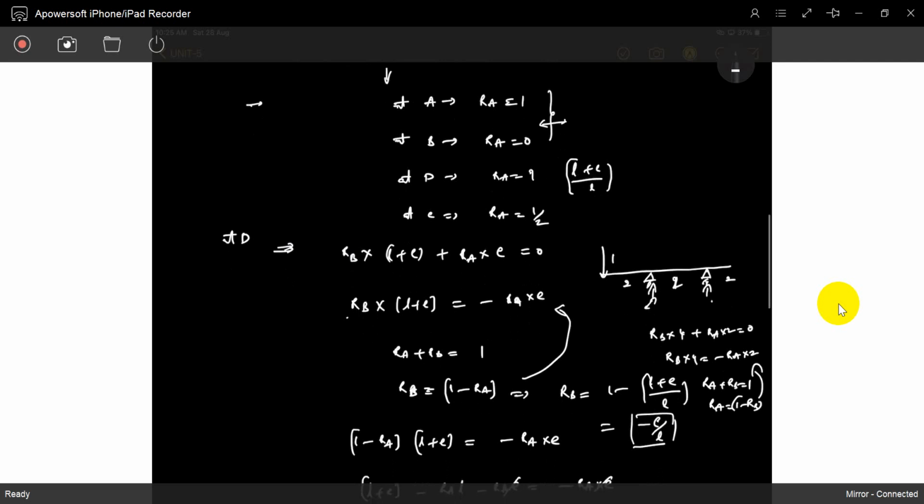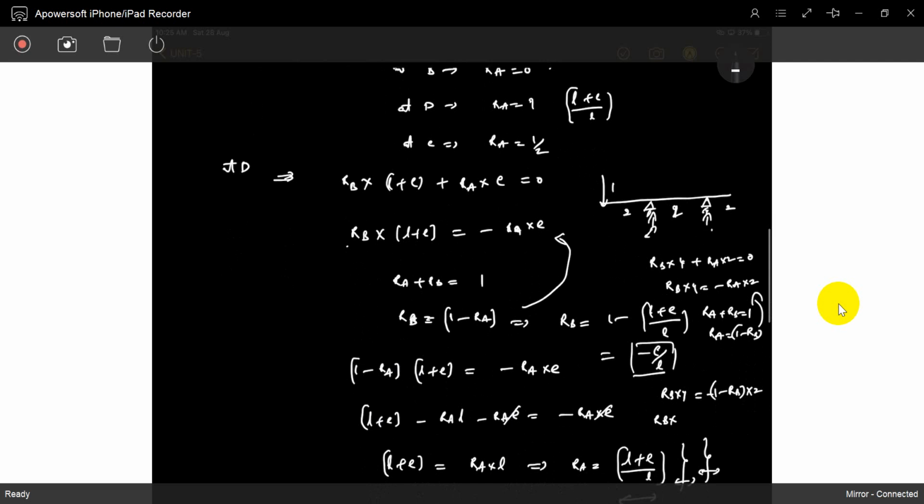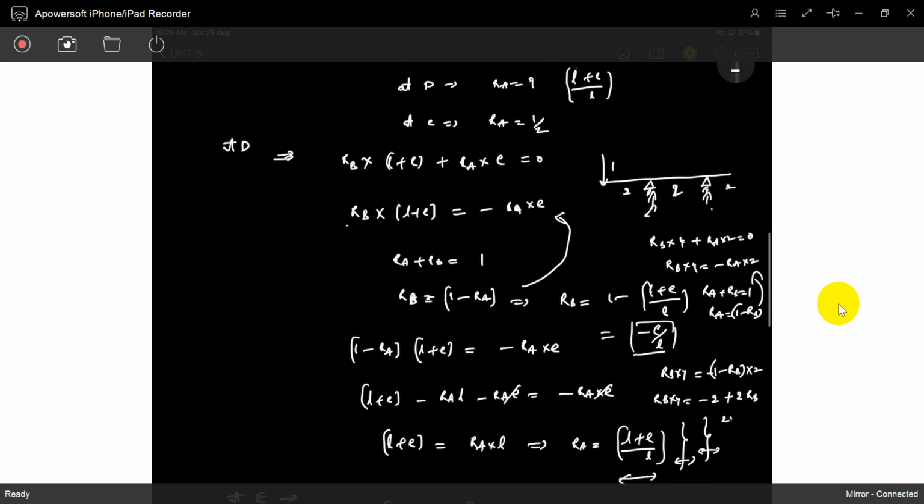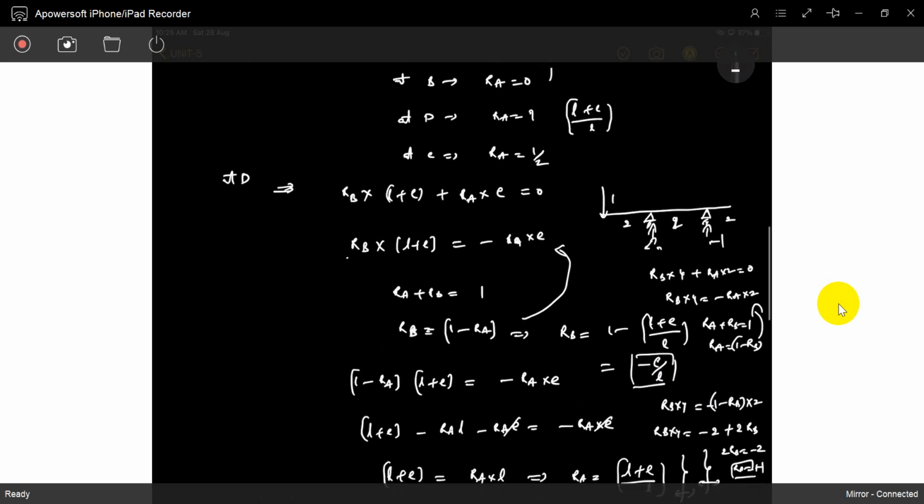What is RB? So check it. RB multiplied with 4, RA is 1 minus RB multiplied with 2. So minus, check it: RB times 4 minus 2 plus 2 RB. So the 2 cancels. 2 RB equals minus 2. RB equals minus 1. See, it is a minus 1. It's a 2 that will come. 2 minus 1 equals 1. 1 should be equal to 2 minus 1. This is minus 1.